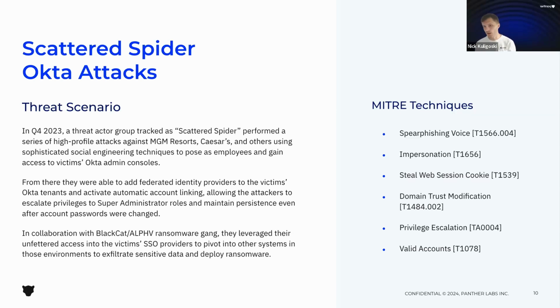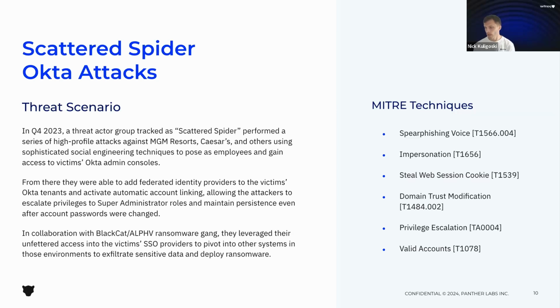This happened not too long ago, back in late 2023. What they were able to do is obtain access into the Okta tenants of high-profile clients like MGM and Caesars and others, and establish persistence in those accounts so that they could access other things.